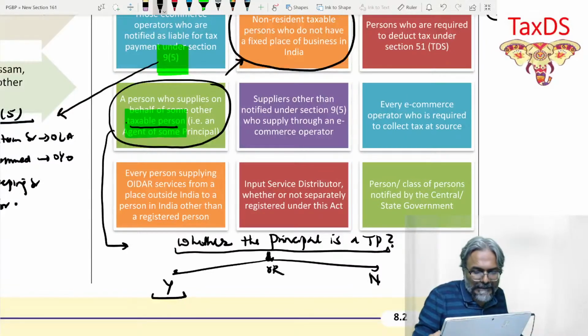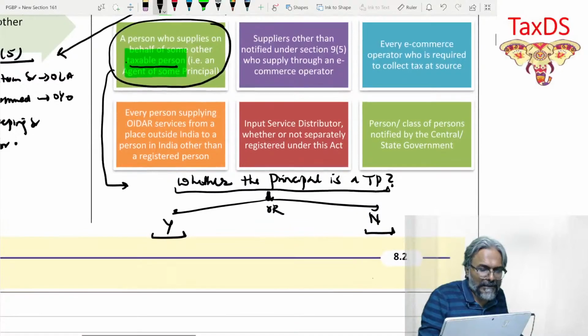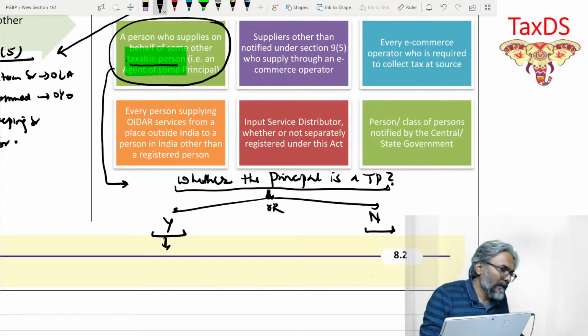If the answer is yes, then what is the situation? And if the answer is no, what is the situation? So if the principal is a taxable person, students, in this context, agent registration will go under which section?